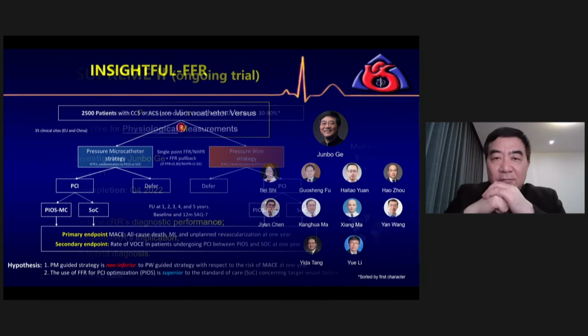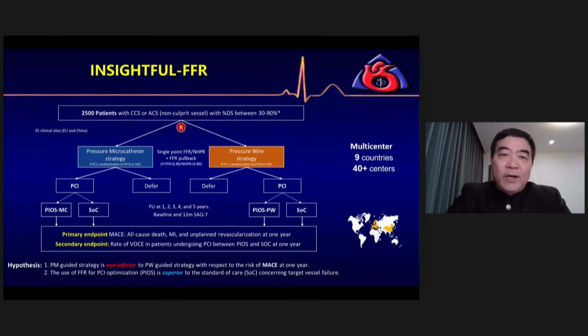In addition, we are now joining the international trial conducted by Dr. Barbato. We try to enroll more patients to see the difference between the pressure microcatheter and the pressure wire, and we try to push intracoronary physiology forward in China, because we have more than 1 million PCIs annually. We hope in the future more and more operators will be convinced to use this for the guidance of coronary intervention. Thank you very much. This is the current status in China.